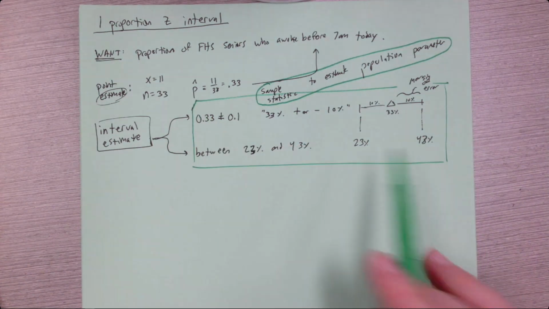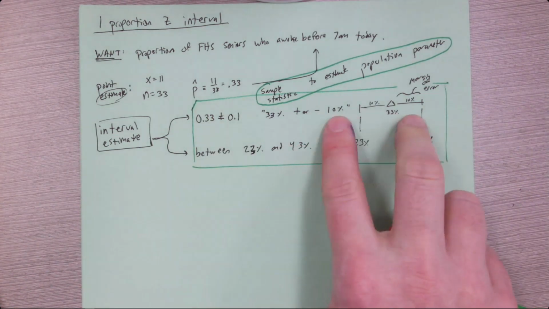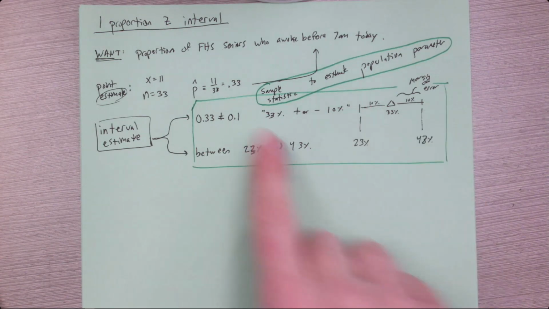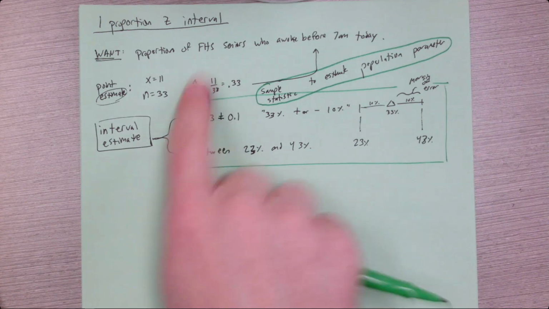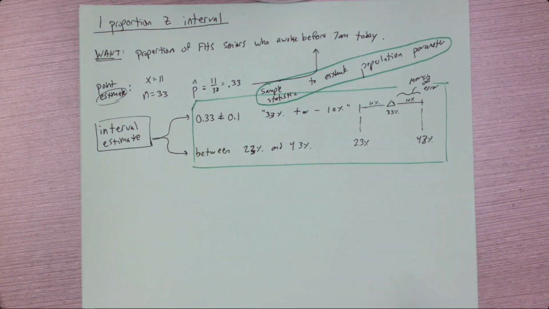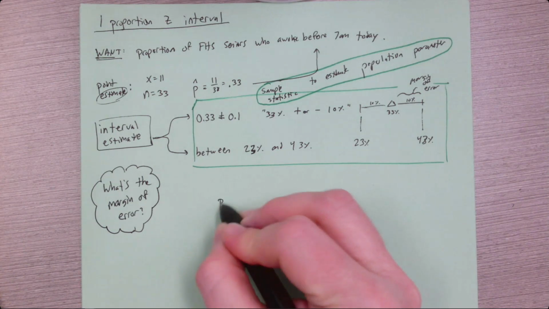So the question, though, is if you're going to go from your point estimate in the middle to an interval, how do you know what the margin of error was? You know, I sampled 33 people, 11 of them. Does that mean I have a big margin of error or a small? I don't know. So that's what we're going to talk about right now. So I'll write the equation first, and then we'll talk about what it means.